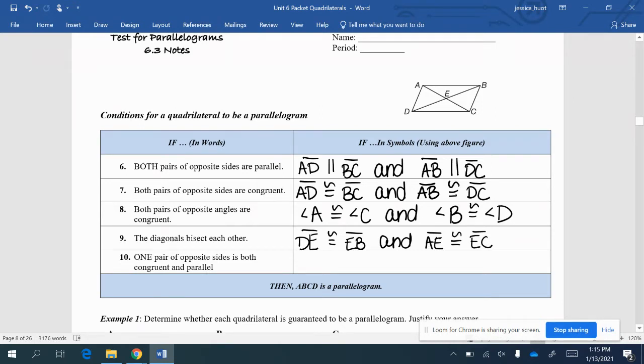Or one pair of opposite sides is both congruent and parallel. So one pair, so if I know that AD is congruent to BC, and the same side, AD, is parallel to BC. So in order for a figure to be a parallelogram, it only has to meet one of these. Okay, so one of them.